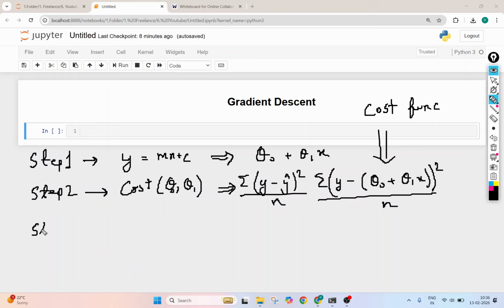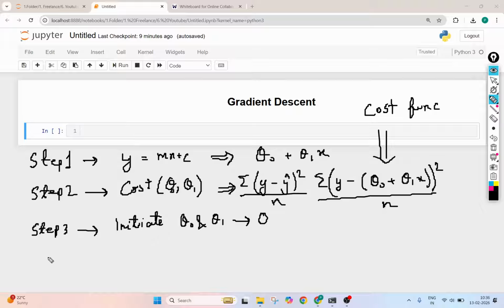Now step 3. So in step 1, we found out the equation of the line. In step 2, we found out the cost function, which is a function of theta naught and theta 1. In step 3, the entire process of gradient descent is to find the optimal theta naught and theta 1. So how do we do this? It starts from step 3. So first, initialize theta naught and theta 1, both with 0 or any value that you want. We usually initiate it with 0.